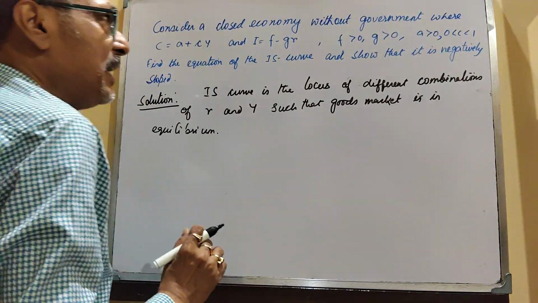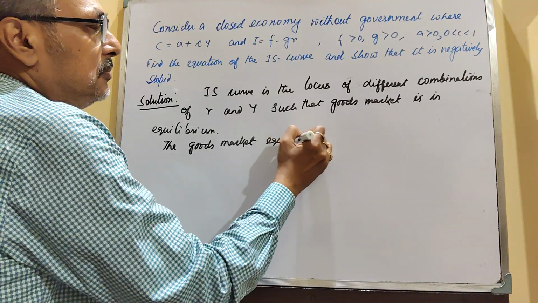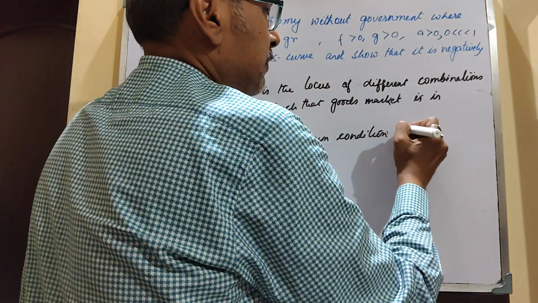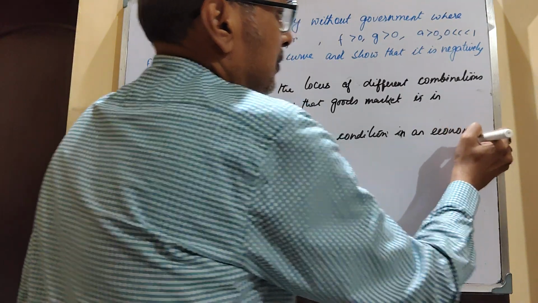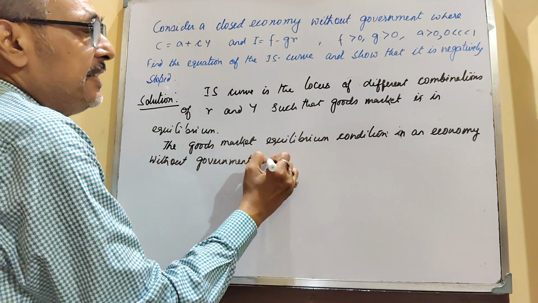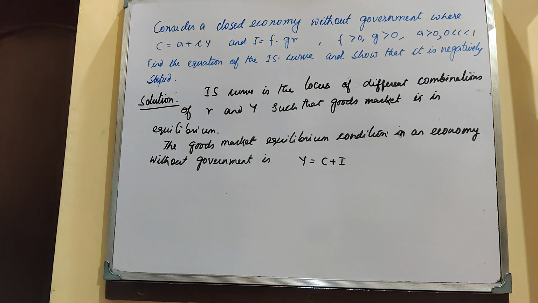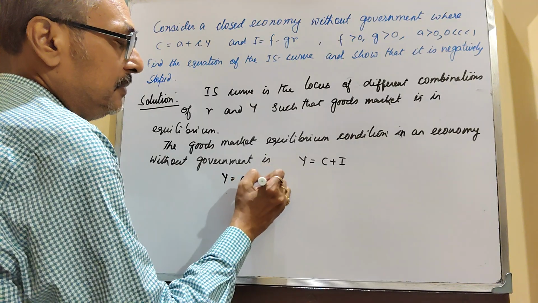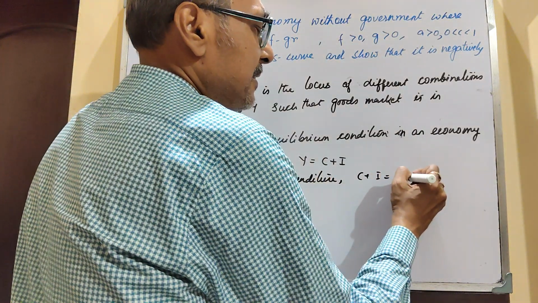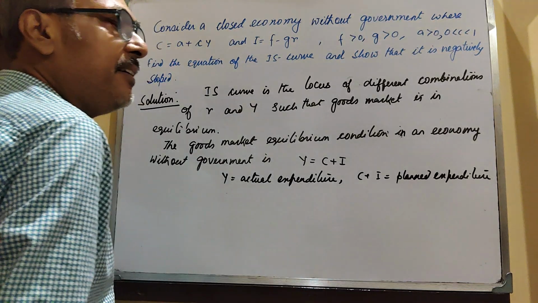The goods market equilibrium condition in an economy without government is Y equals C plus I. Y is actual expenditure, and C plus I is planned expenditure. It is sometimes called aggregate demand also.